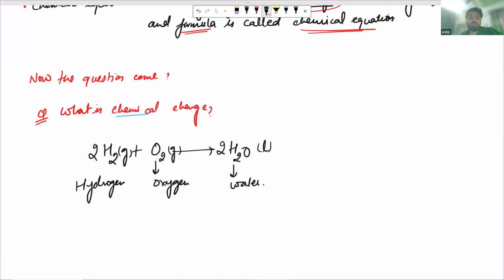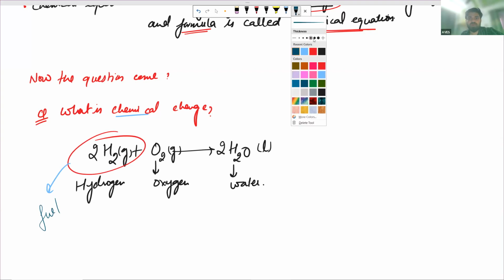You know that hydrogen gas acts as a fuel. Everyone knows that it is a fuel. Hydrogen is used nowadays, recently, in cars, and it is also used in rocket engines. So it acts as a fuel.